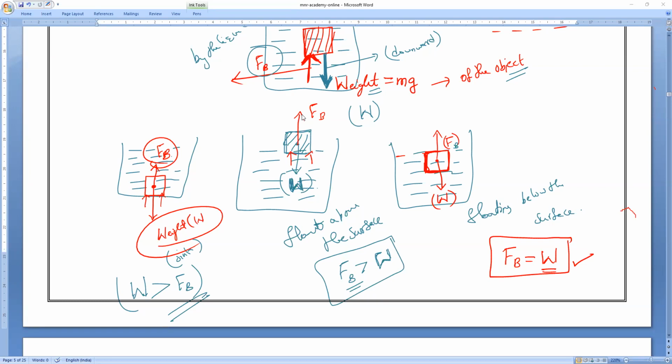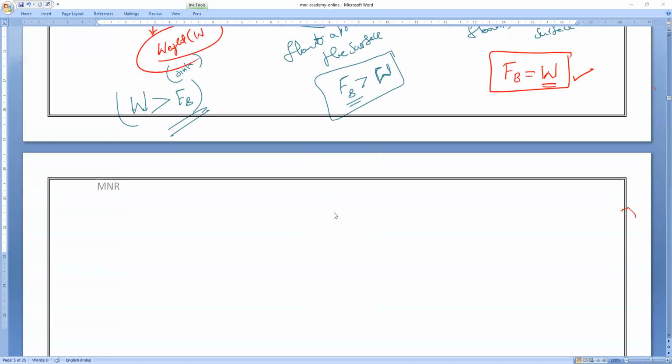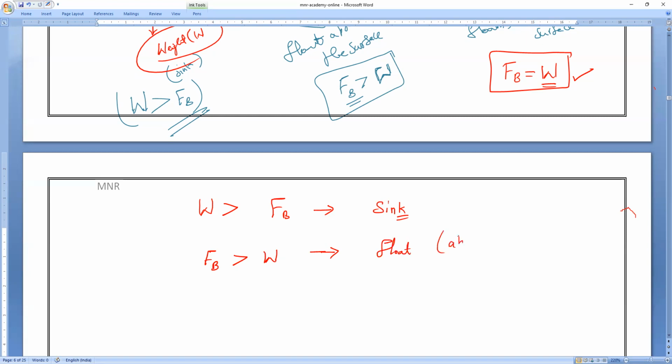Understand? Yes, sir. Okay. So these are the three cases you have to remember. Okay, everyone? So please write it. Weight of the object is greater than the buoyancy force: the object will sink. Next, buoyancy force is more than the weight of the object: then the object will float above the surface.